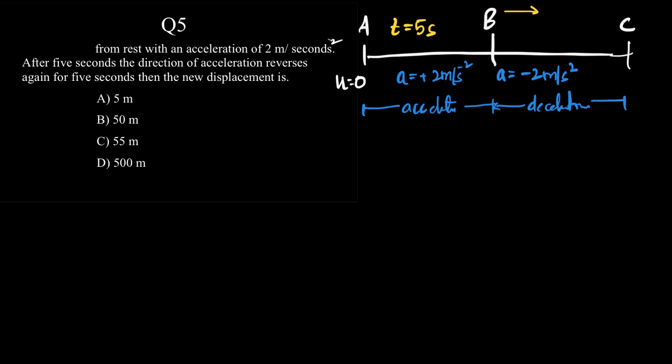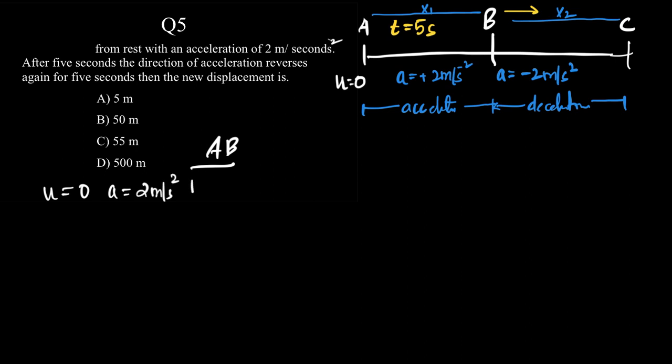Okay, now let us say displacement is AB in first case and displacement is BC in the next case. Okay, and let us call that as say x1 and x2. Now for the motion along AB, what is given? u is equal to 0, a is equal to 2 meter per second square, time is equal to 5 seconds, and we have x1.